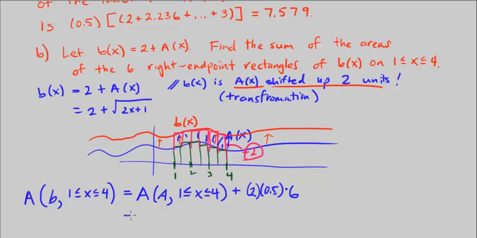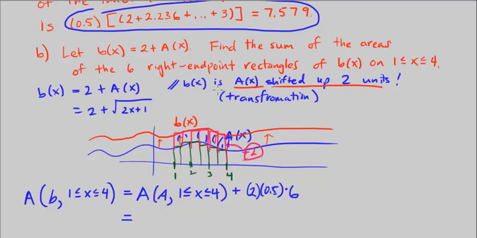And so that's equal to, we know the area under the curve a of x between 1 and 4 was 7.579 plus, and now we're going to be multiplying by 2 as the height, 0.5 as the base of every rectangle, and we're doing that 6 times. Plus 2 times 0.5 times 6.